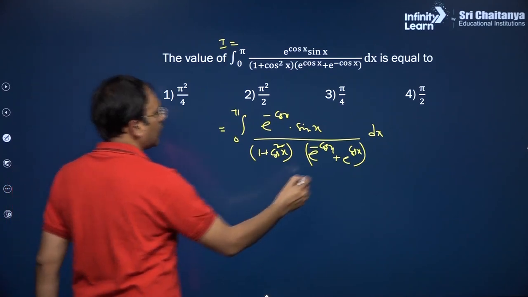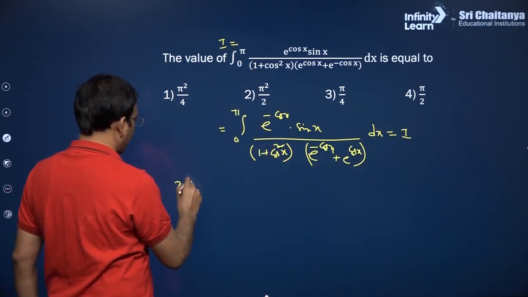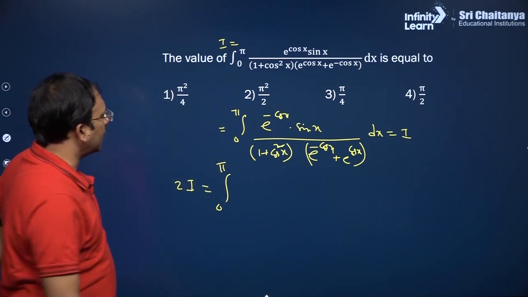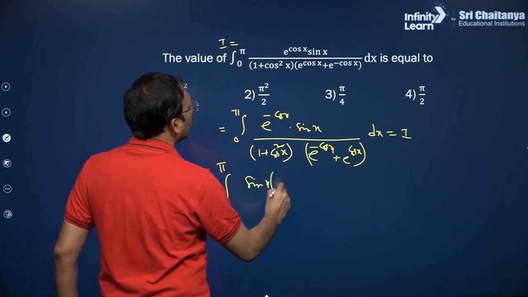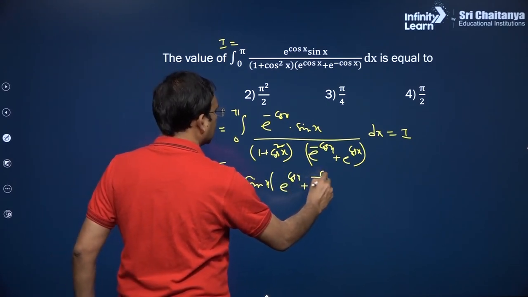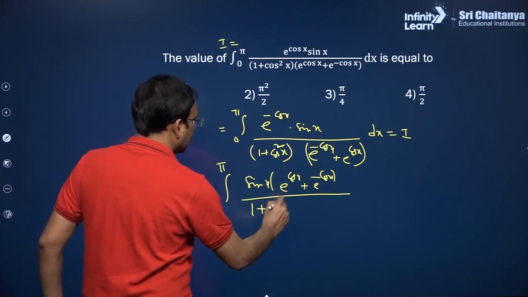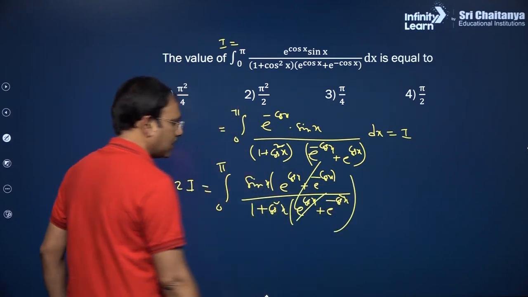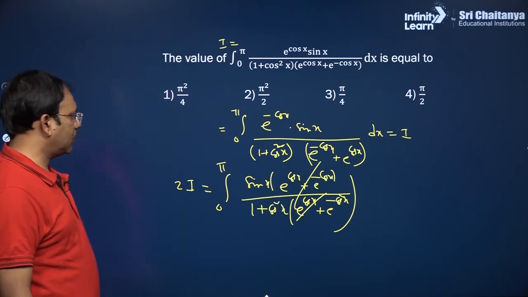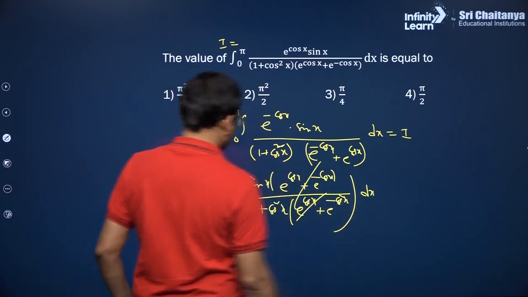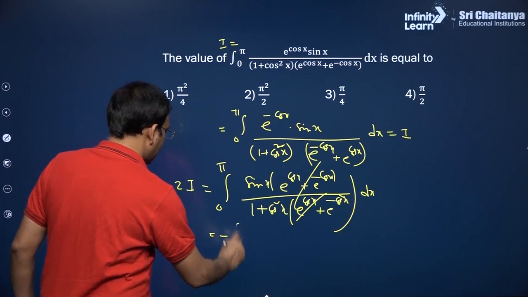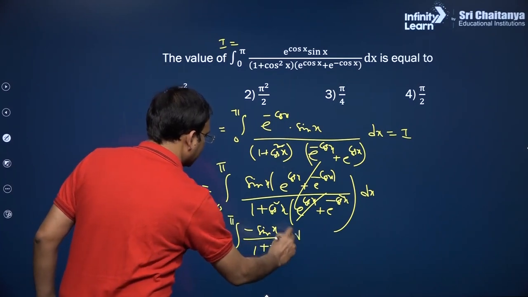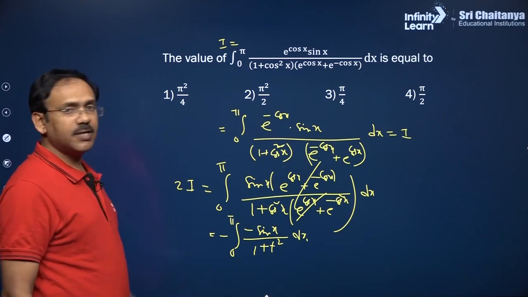Now, if you add these two, this is also I, my dear friends. You just take the sum of these two, 2I, which is I plus I, same integral 0 to pi. Now, if you just take sin x common, what will you get? (e power cos x plus e power minus cos x) by (1 plus cos square x) into (e power cos x plus e power minus cos x). These two get cancelled, my dear friends. So 2I is integral 0 to pi, of course, dx. So why don't you take cos x as t, so that minus sin x by 1 plus t square dx. If cos x is t, minus sin x dx will become dt.